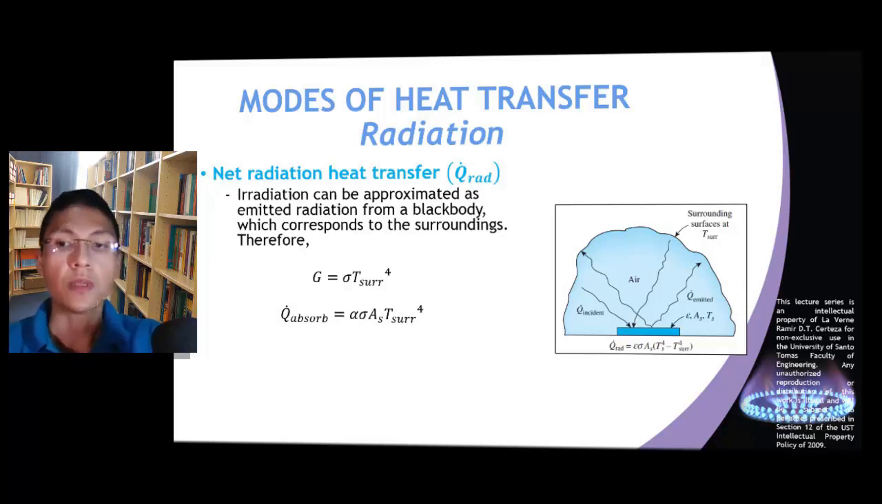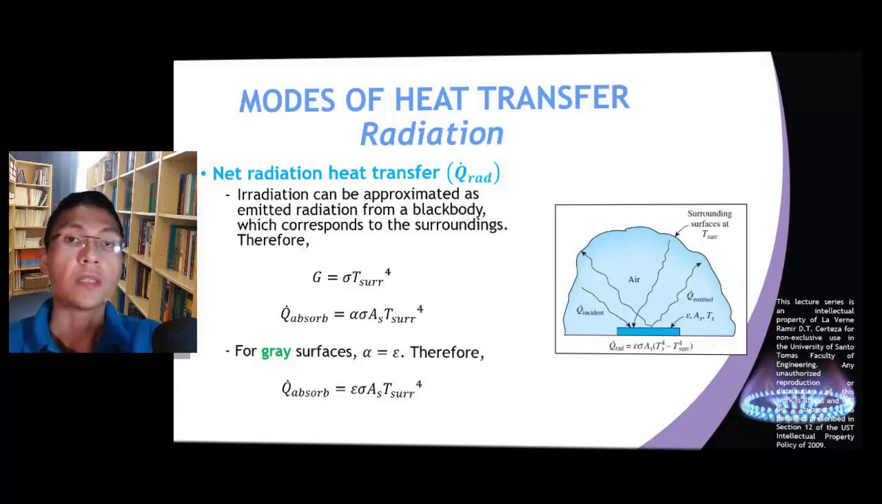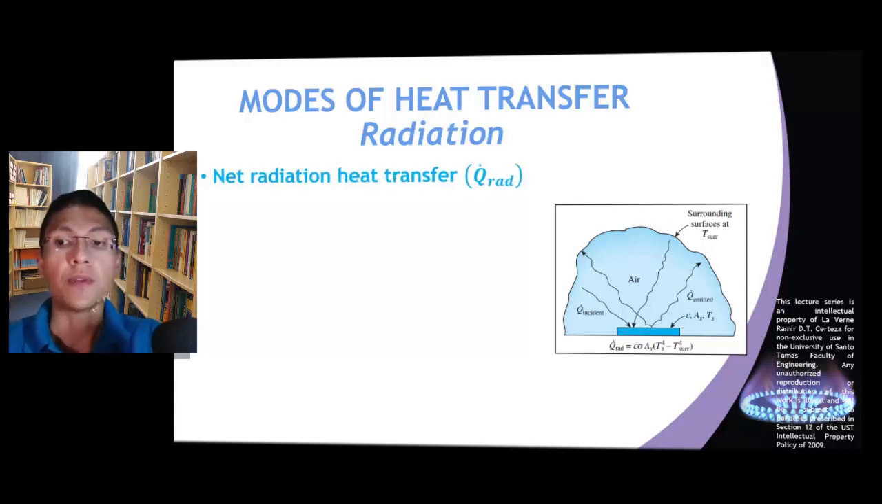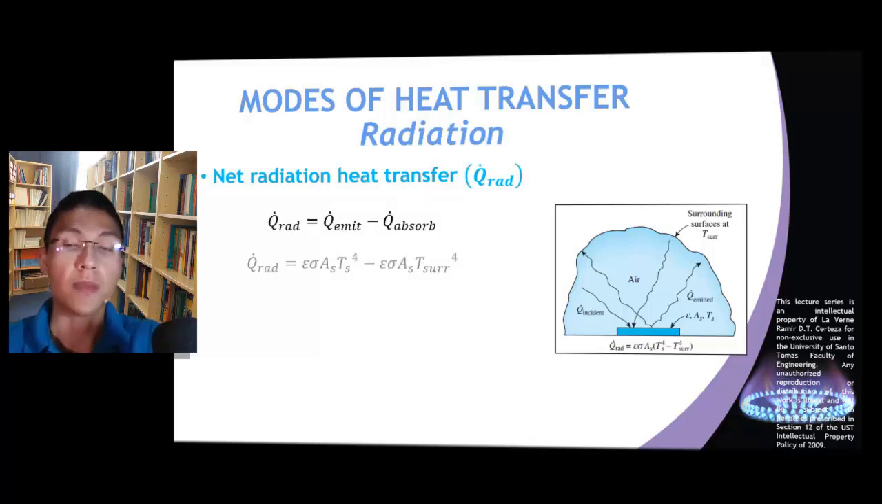Now another assumption that we can set to simplify the formula for net radiation heat transfer is that the surface of the object can be considered a gray surface. In the context of radiation heat transfer, gray surfaces are surfaces in which its absorptivity is simply equal to its emissivity. Under this assumption, we can therefore substitute the emissivity of the material for the absorptivity in the formula for the rate of absorbed radiation. Now we can simplify the net radiation heat transfer from the material in this manner.